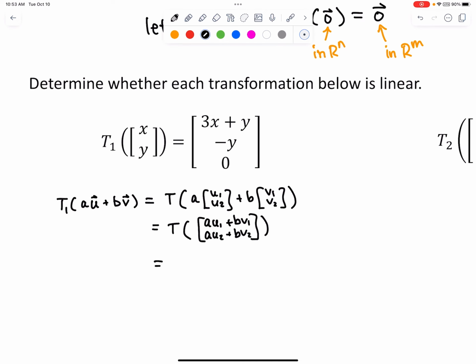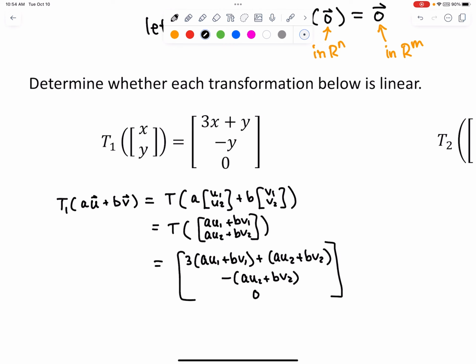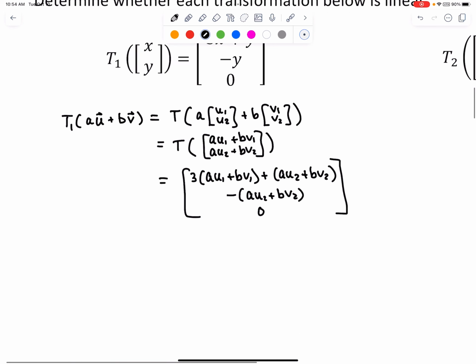Now I have an input vector I can plug into the transformation. This transformation will produce a 3-dimensional vector where I triple the x-coordinate of the input vector. So we're going to triple this AU1 plus BV1, and then add to that the y-coordinate of the input vector, which is AU2 plus BV2. The middle component will be the opposite of the y-coordinate of the input vector, so the opposite of AU2 plus BV2. And then the third component will be 0. Here's my 3-component output vector. I'm not going to go much further with this.